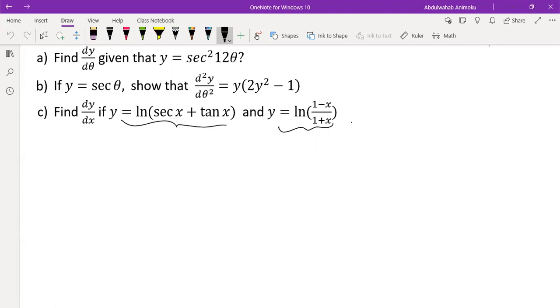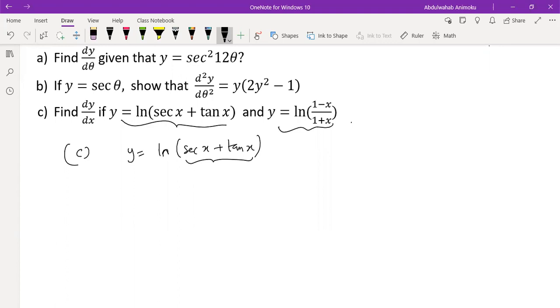Now, what we have in the C part, let's focus on this function. We have ln of secant x plus tan x, and we have to find the derivative of this function with respect to x. Now, what do you notice? After the ln function, you have a sum of two functions inside of it. This tells you that you have a nested function here, ln of a function of x, right?